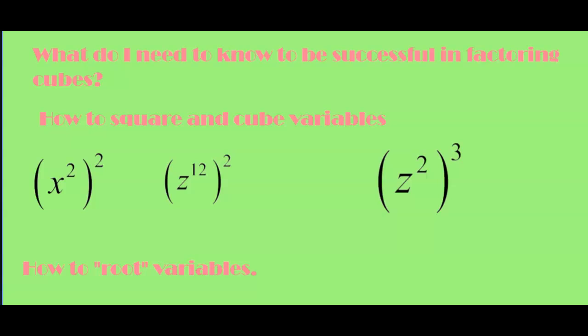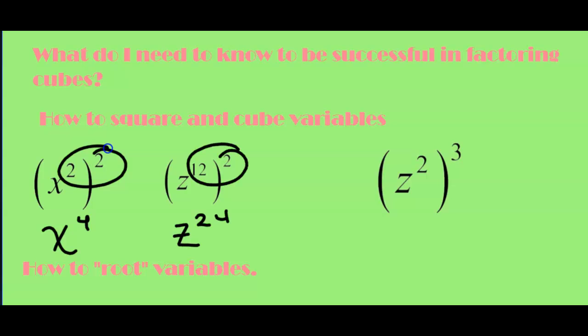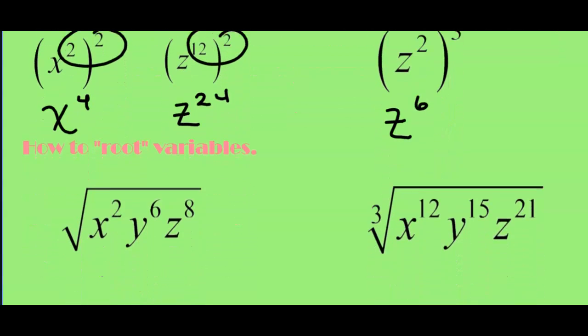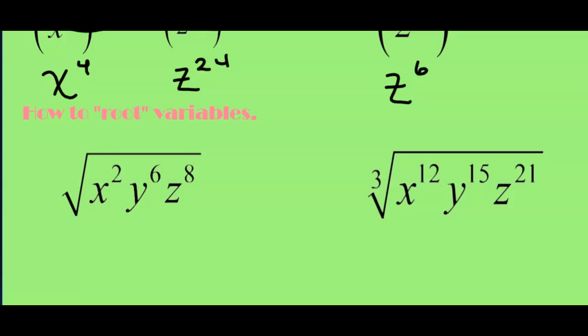Okay, so please remember that anytime something is squared, that's when you multiply them together. So this is x to the 4. This is z to the 24. And over here, this is going to be z to the 6. The reason I'm bringing that up is because we really need to be good with rooting things. If you multiply to square it and cube it, then you divide it to root it.